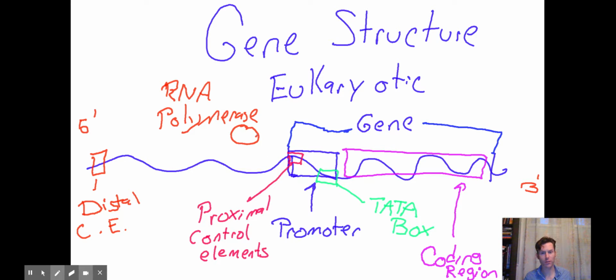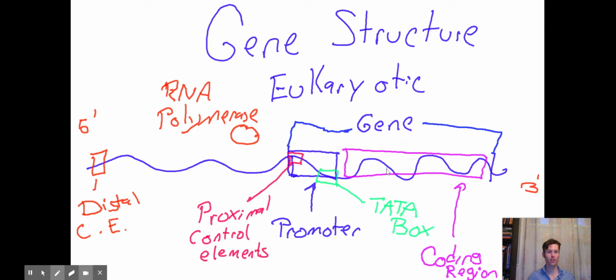The place where the RNA polymerase can attach is called the promoter. So this front region here at the upstream side of the actual gene is called the promoter. There are some sub areas of the promoter as well, one of which is called the proximal control elements, and the other is the TATA box. Okay? So this whole area is where the RNA polymerase can attach.